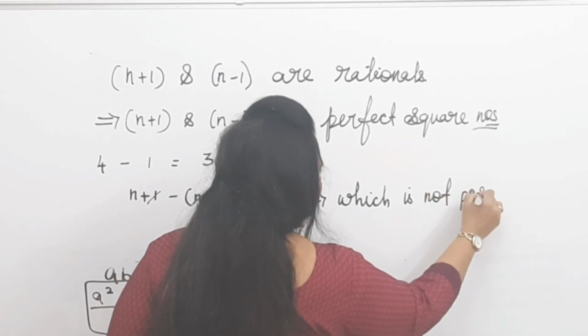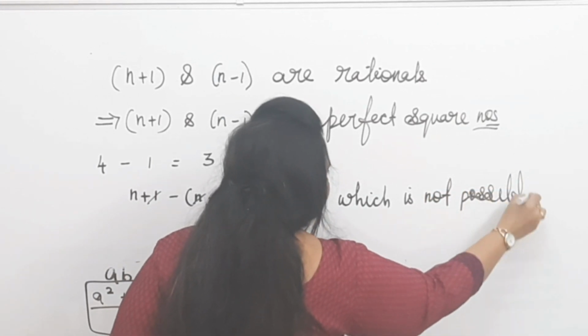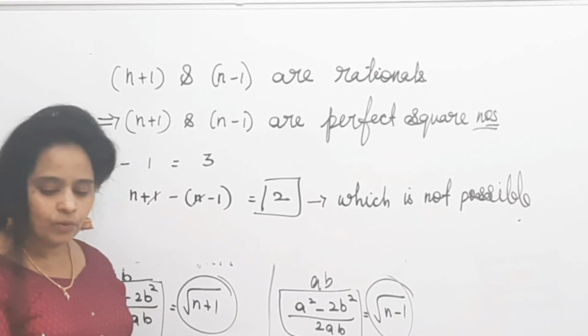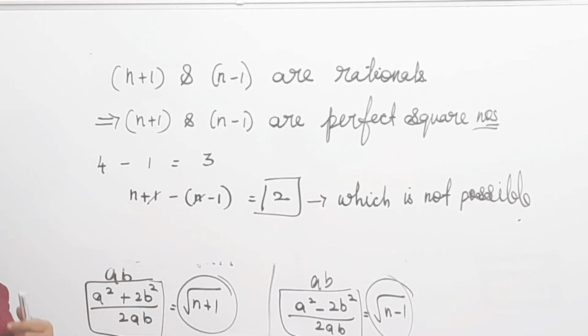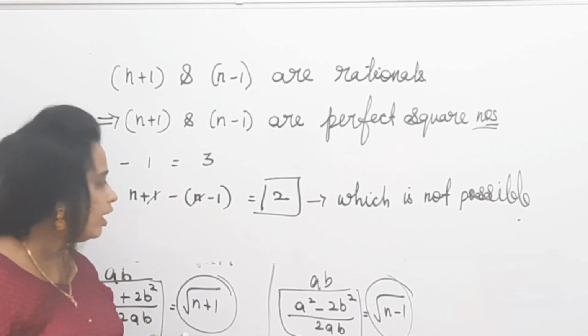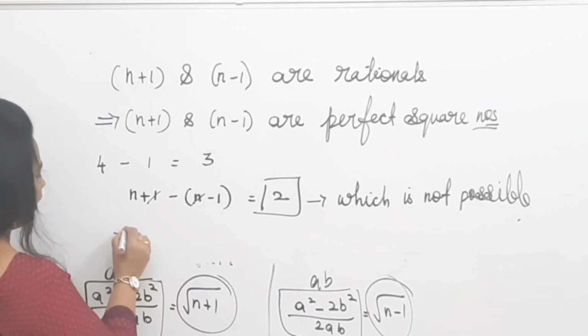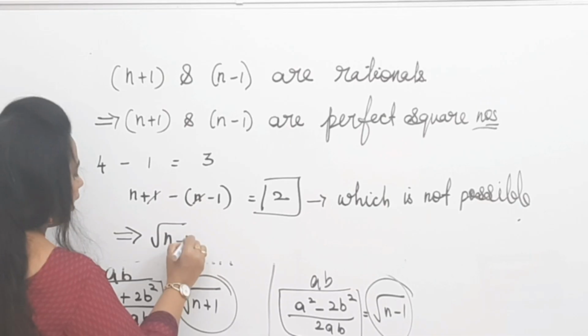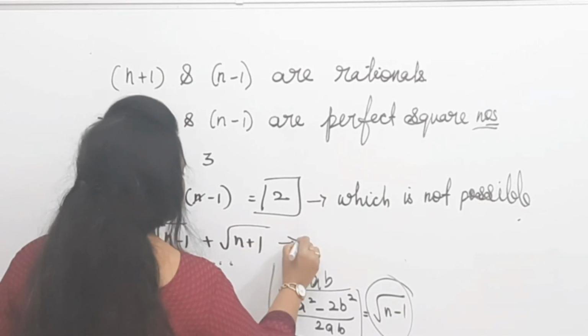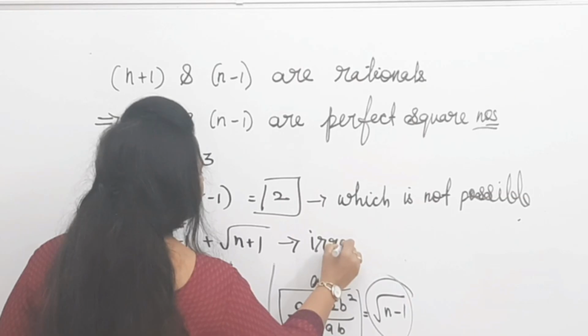That implies that what I considered, that the given number is rational, is a contradiction. So it cannot be rational. It is an irrational number. So this implies I would write root n minus 1 plus root n plus 1 as irrational.